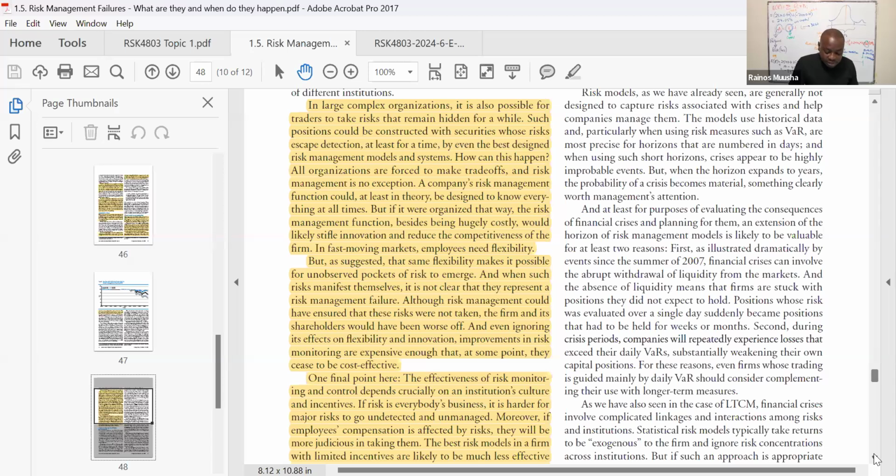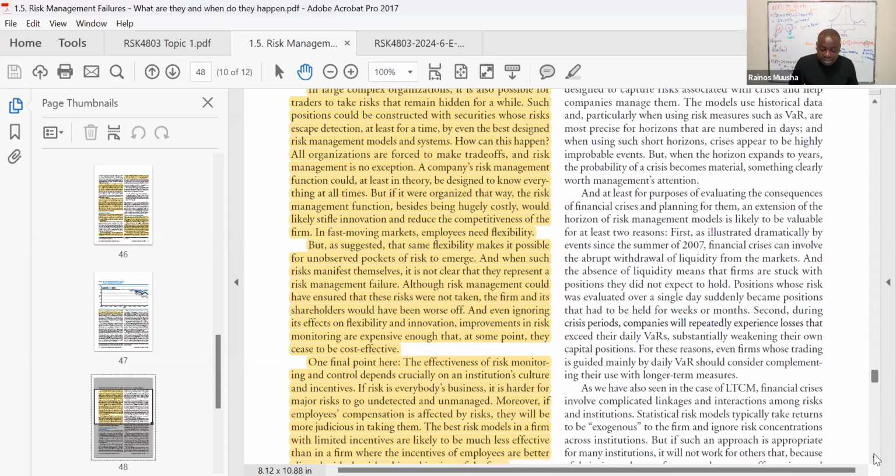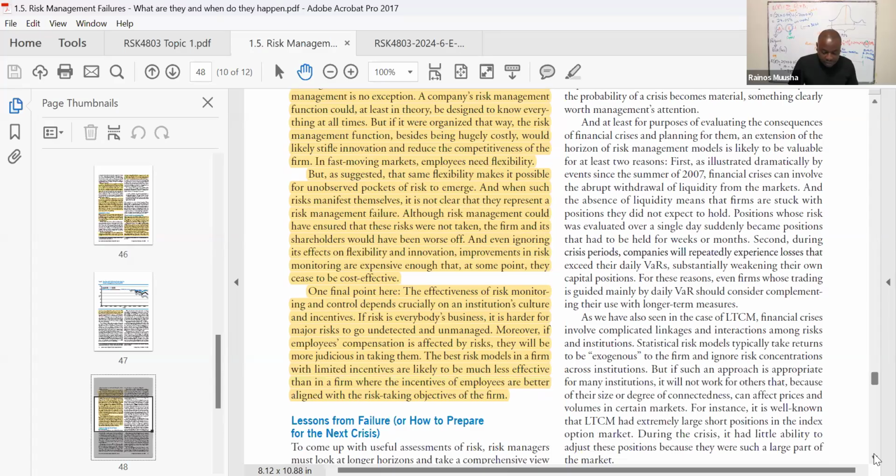A company's risk management function could, at least in theory, be designed to know everything at all times. But if it were organized that way, the risk management function, besides being hugely costly, would likely stifle innovation and reduce the competitiveness of the firm. So in fast-moving markets, employees need flexibility. But as suggested, that same flexibility makes it possible for unobserved pockets of risk to emerge.